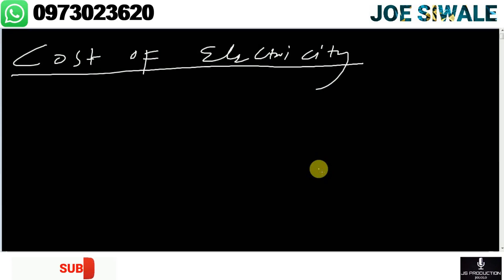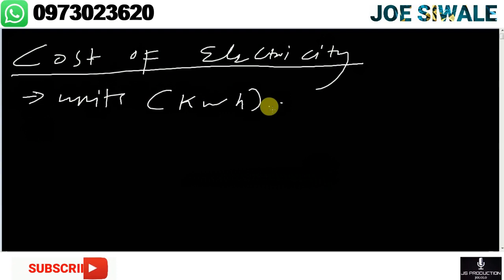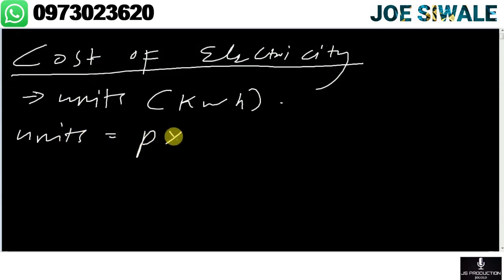So we'll continue looking at cost of electricity. And last time we said the unit of electricity is the kilowatt hour. From our units, we can say that to calculate the units, we multiply power by time.